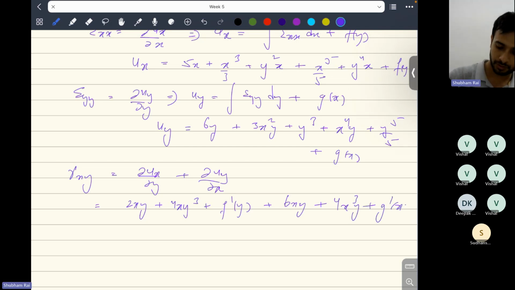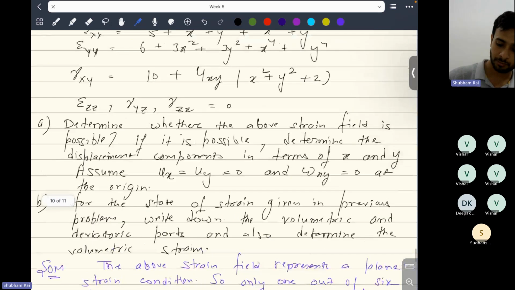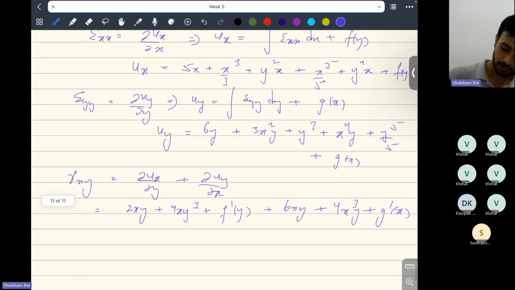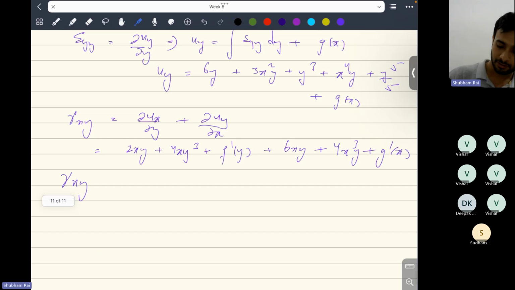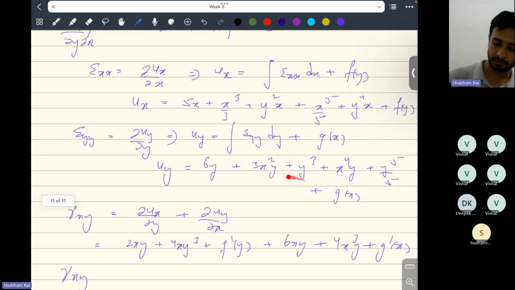Now compare this with the term gamma xy given in your question. So gamma xy is 10 plus this one, so I had expanded this. This gamma xy we have calculated from the displacement field that we have obtained by integrating del ux by del x and del uy by del y. Actually here in this displacement field, this f of y and g of x are unknown, so we need to find out this f of y and g of x. That's why I'm doing all these calculations.